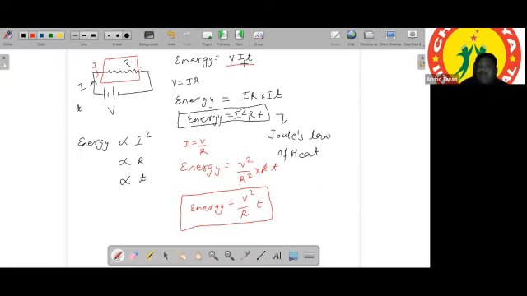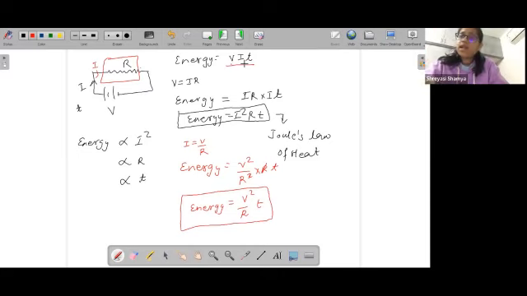Just wait, I'm giving you some of the questions. If you apply V into I into T, you will get a different answer. If you use I squared RT, you will get a different answer. If you use V squared by R into T, you will get a different answer. It doesn't mean that the formula is incorrect.